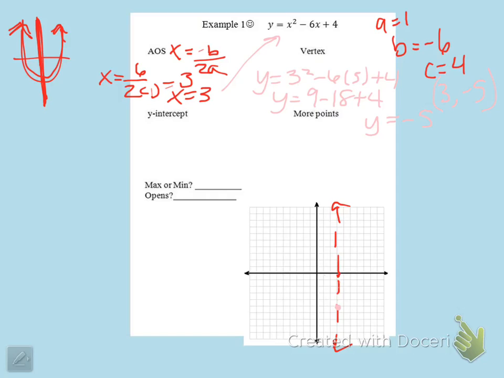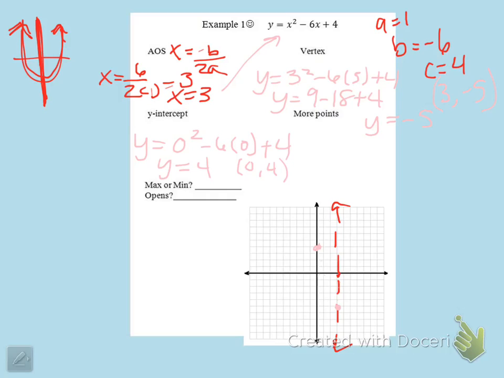Okay, so to find my y-intercept now, we're going to plug 0 in for x. So we're going to get y equals 0 squared minus 6 times 0 plus 4. So basically 0 squared is 0 minus 6 times 0, which is 0. So my y equals 4. So at 0, 4 is crossing my y-axis. So I'm going to go 0, 1, 2, 3, 4. So it crosses right there.